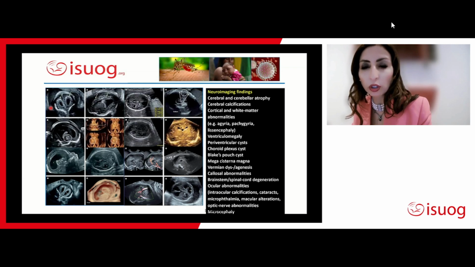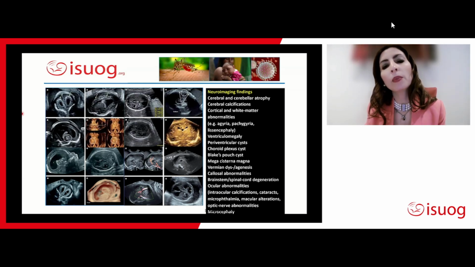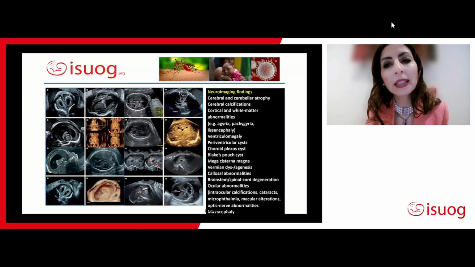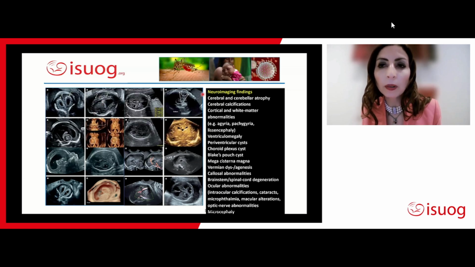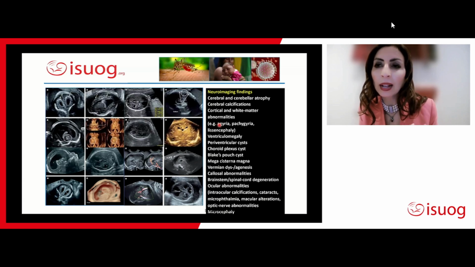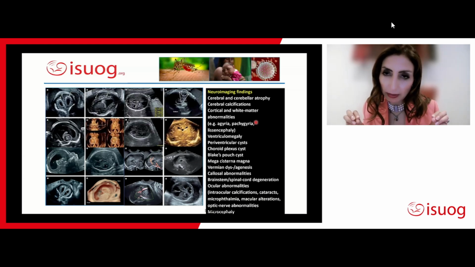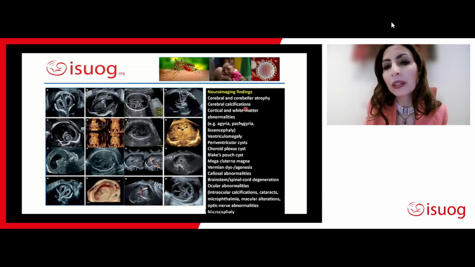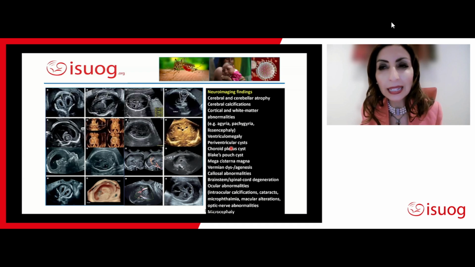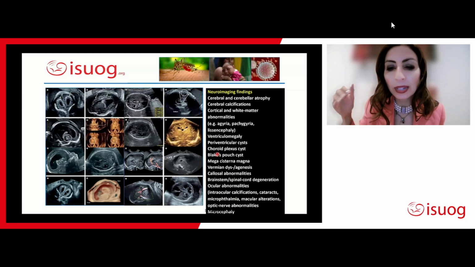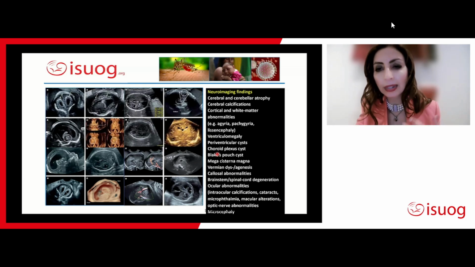Particularly, I focused very much on congenital CMV. But what about other infections? This is a list of the brain abnormalities that have been reported in the literature in association with Zika infection, mainly back in 2016 when we had this epidemic, mainly in South America. What's really important is that a lot of these brain abnormalities do overlap with congenital CMV infection. So be careful when you find this, particularly microcephaly with associated brain abnormalities like calcification and cortical abnormalities.